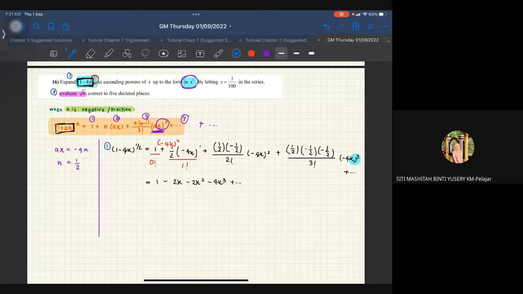Okay, so the second part dia minta kita evaluate cert 6. Biasakan diri awak, before you can do any evaluation, before you can substitute the value of x yang soalan bagi ataupun yang awak cari, awak kena test dia punya validity first. Okay, so we are going to test for validity.